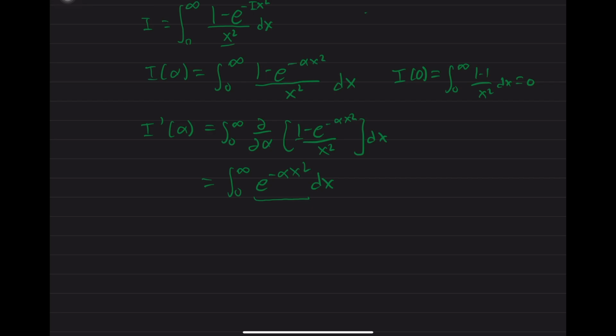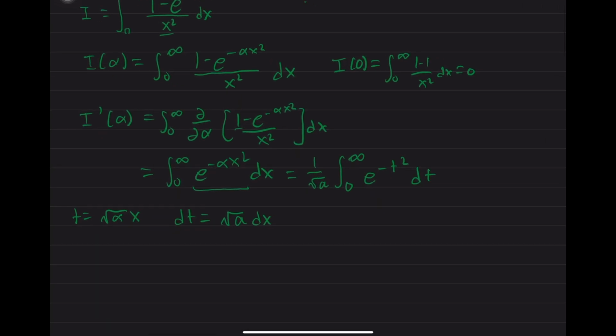So let's do a substitution. Let t be equal to the square root of alpha times x. So we then have dt is equal to the square root of alpha dx. So this now becomes 1 over the square root of alpha, the integral from 0 to infinity, the bounds don't actually change here, and then e to the negative t squared dt. Now this is just the Gaussian integral. The value of this integral right here is equal to the square root of pi over 2.